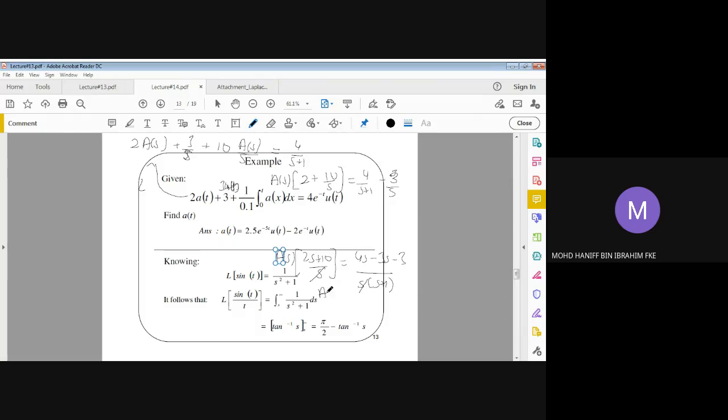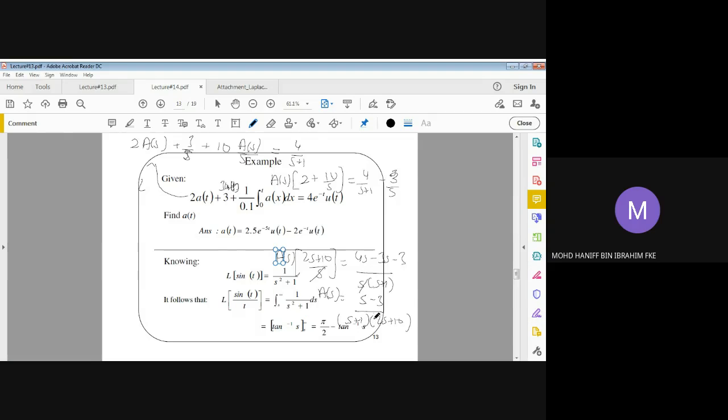So we're going to have A(s) shall be equals to s minus 3 divided by (s plus 1) times (2s plus 10). So that should be the A(s). What you have to do now is find a(t). So to find a(t), you have to do the inverse of Laplace transform for this A(s).